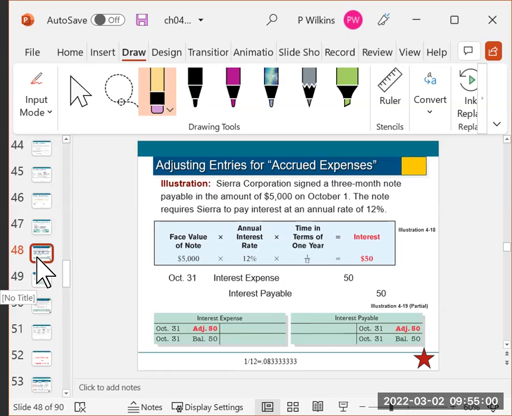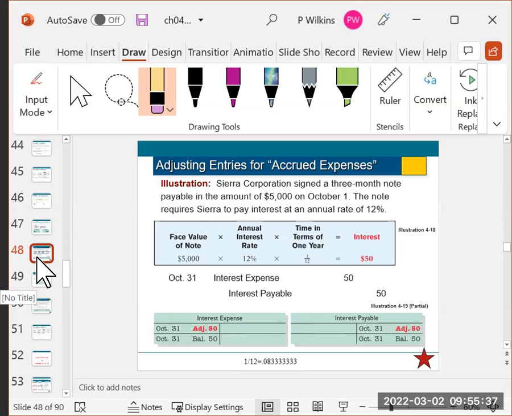So Sierra Corporation signed a 3-month note payable in the amount of $5,000 on October 1st. The note requires Sierra to pay interest at an annual rate of 12%. So what that would mean is that every month you would have to do an adjusting entry to post the amount of interest that's due for that loan. And what they call this formula is either face value times rate times time, or principal times rate times time. Okay, so P times R times T, principal times rate times time.